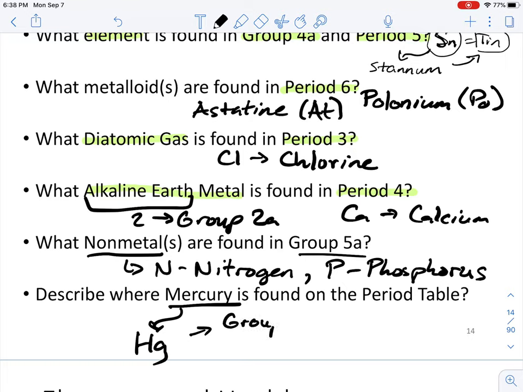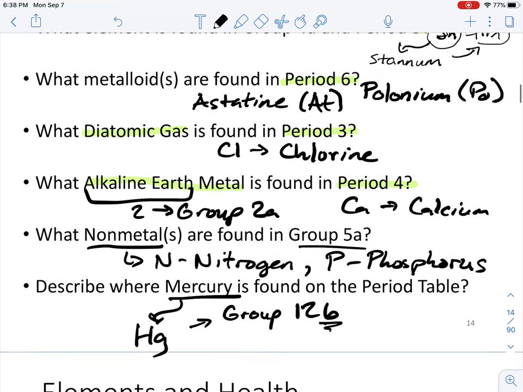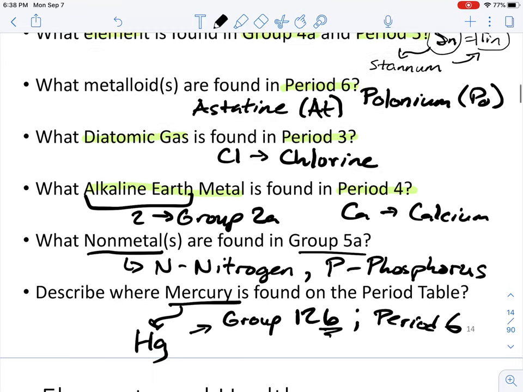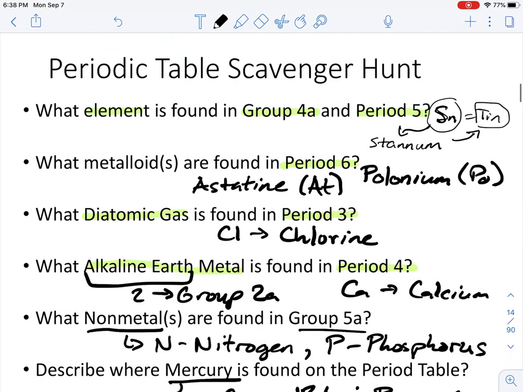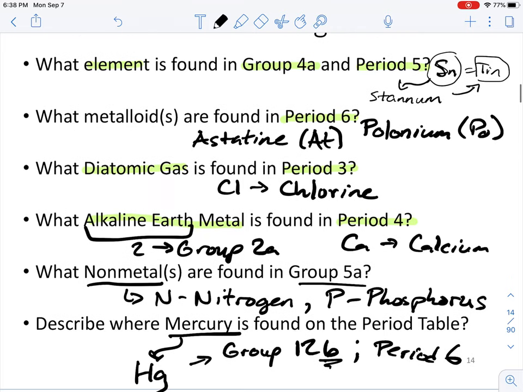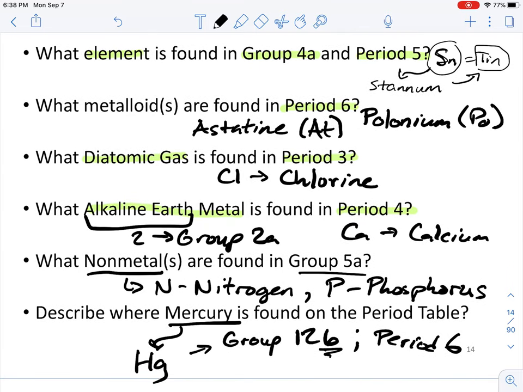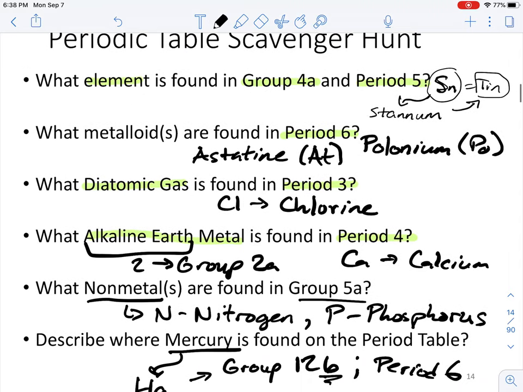So it's group 12B. Remember, the B represents the transition metals, not the main group elements or the representative elements. And period six. So that's a fun little exercise just to tie in the chemical symbols and the names of these elements to their position in the periodic table of elements.